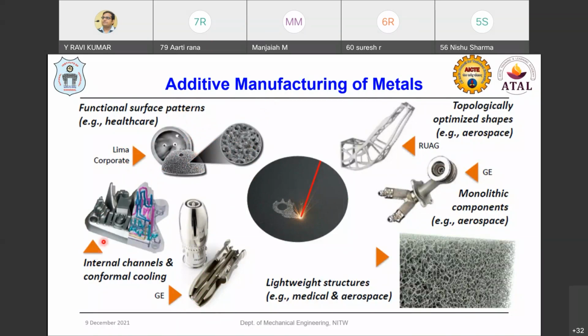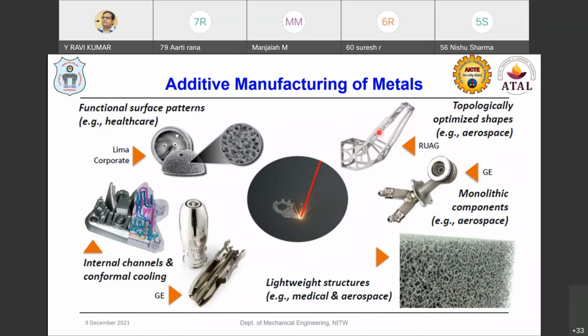Even internal cooling channels were patented by GE. The conformal cooling channels, as well as the injector head, were made with different kinds of complex porous structures with the required design, all made by GE with conformal cooling channels.